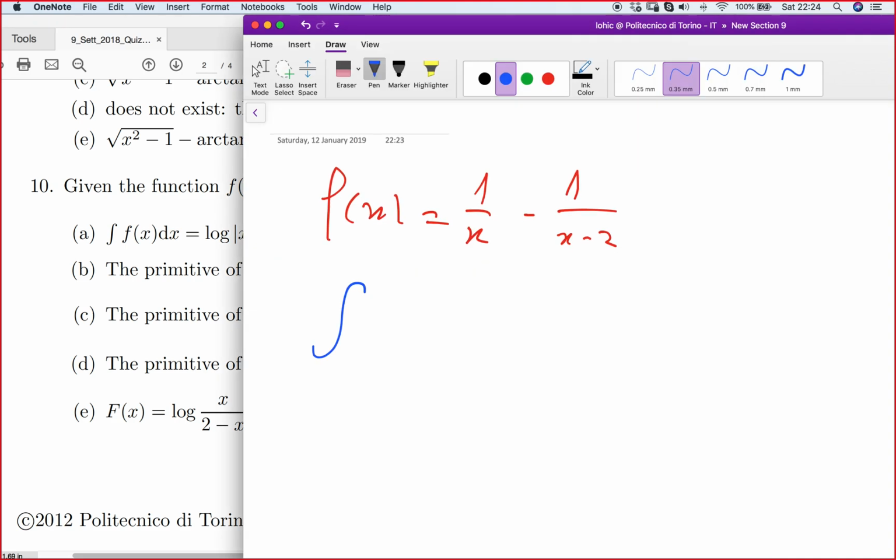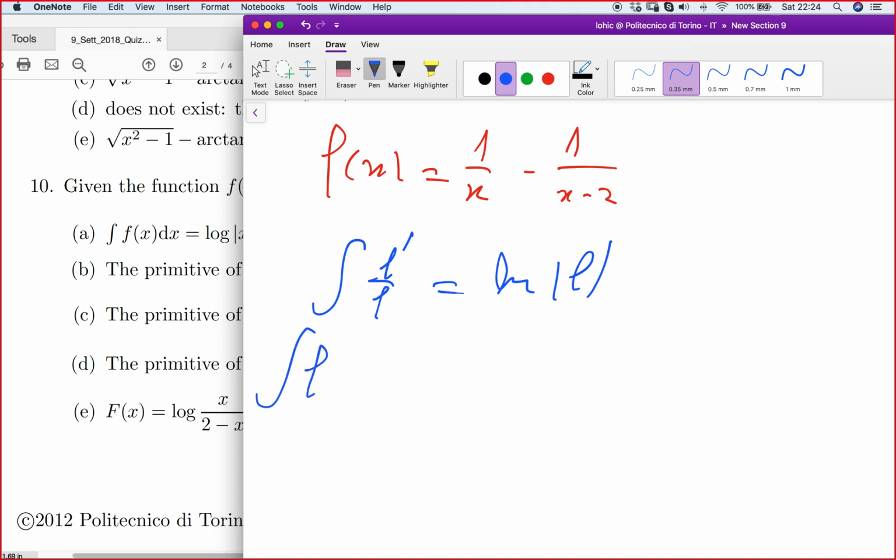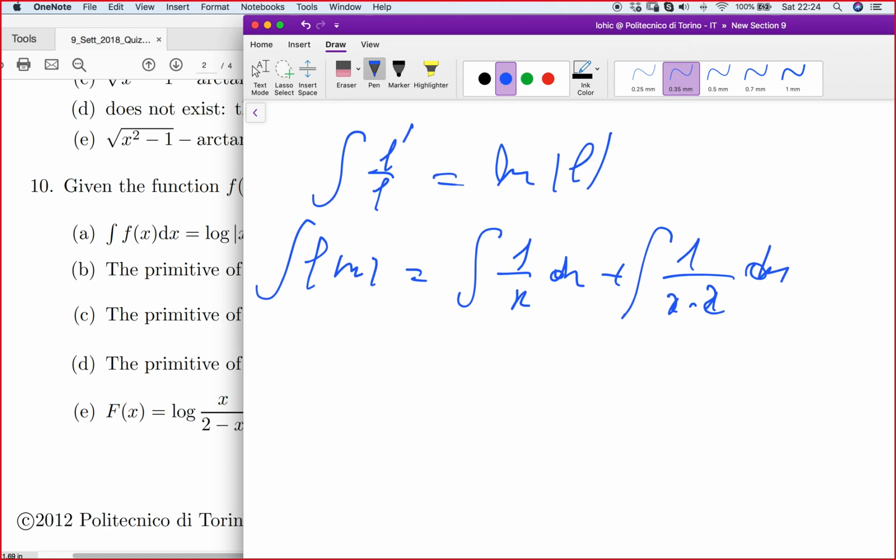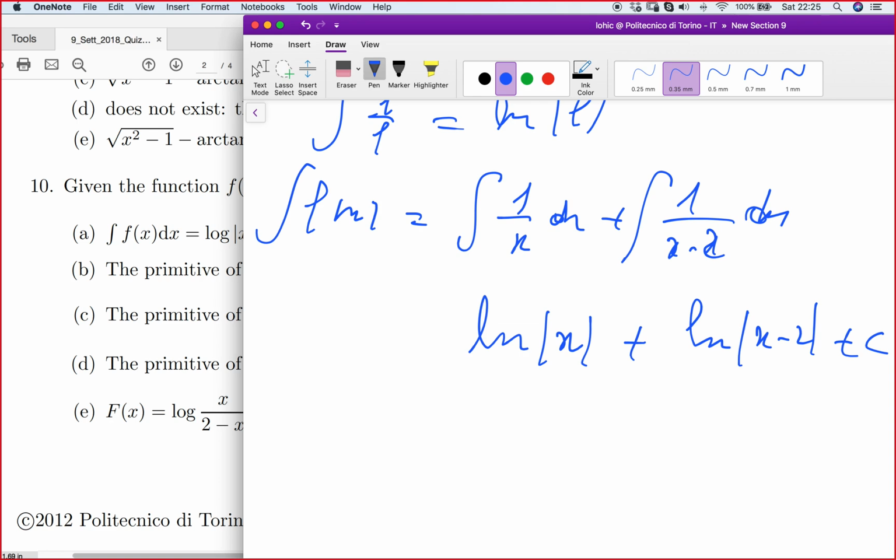This is the integral of f prime over f that we know to be equal to the logarithm of the absolute value of f. So if I integrate f of x, it will be like doing the integral of 1 over x dx plus the integral of 1 over x minus 2 dx. This is f prime over f, so it will be the log of absolute value of x, plus this is also f prime over f, so it will be the log of absolute value of x minus 2 plus c.